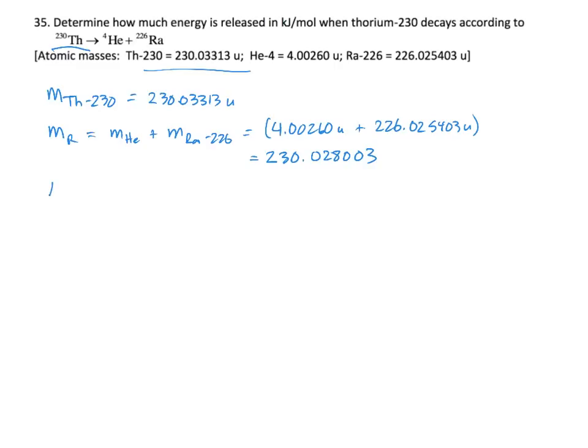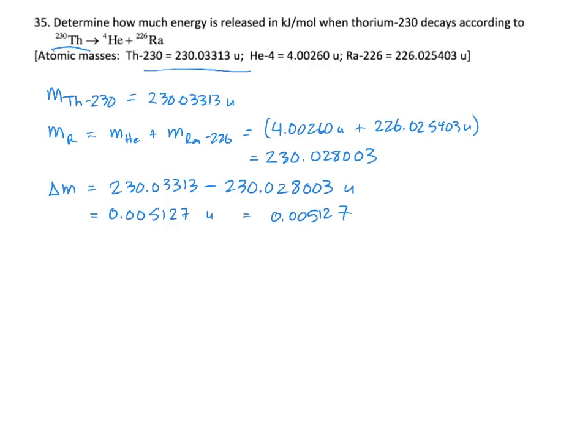So our mass defect, our delta M, is going to be equal to the difference between the mass on the left and the mass on the right, which is 230.03313 subtract 230.028003, and that equals 0.005127 U, which is the same thing actually as 0.005127 grams per mole.